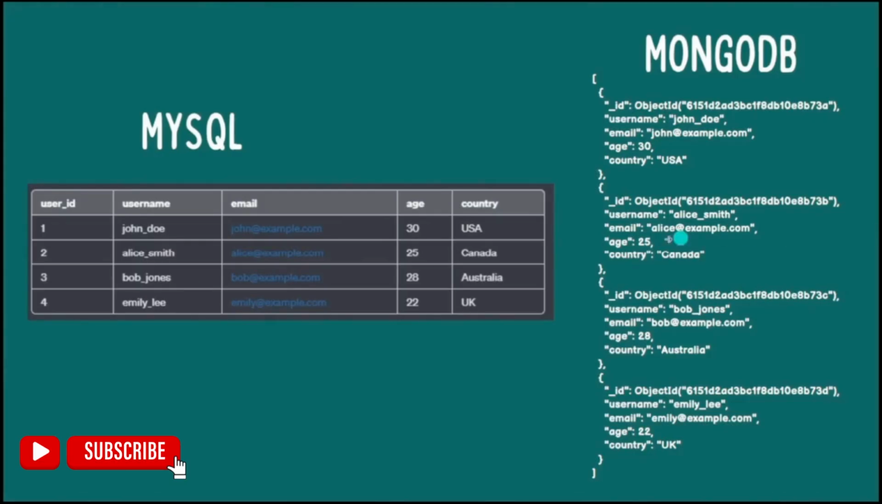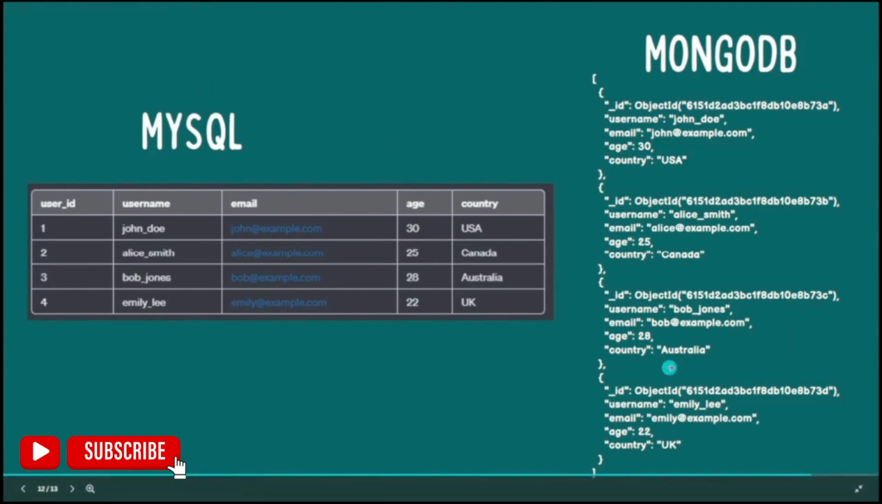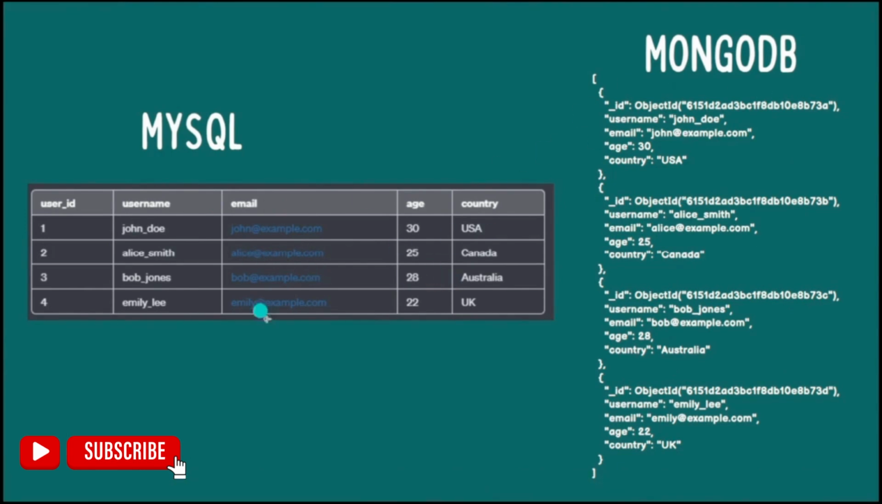Now guys, after this is a short example of how exactly this looks. This is the table format that comes in the SQL category, that is MySQL. And if I talk about NoSQL, that is MongoDB, this is the document format which MongoDB follows. Here's the same kind of data, but you can see the difference.